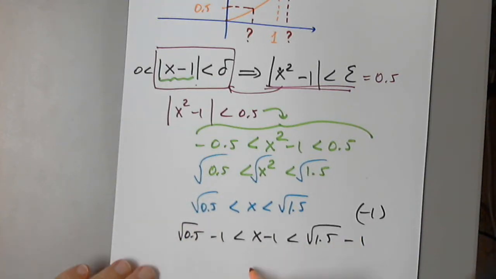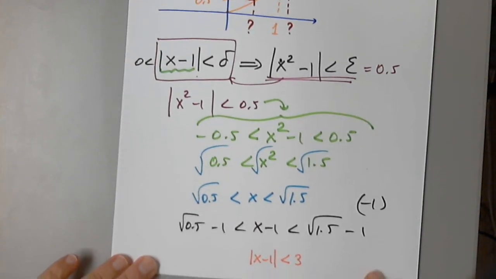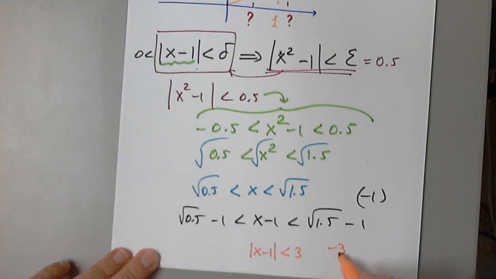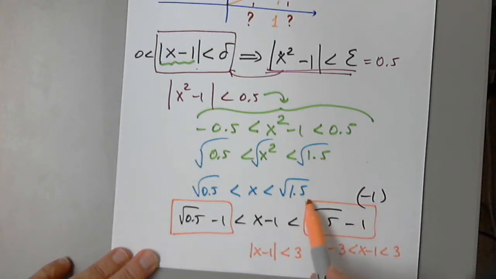If we have the absolute value of x minus 1 less than 3, we will write negative 3 less than x minus 1 less than 3, correct? So now here we have x minus 1 in the middle. And we have two different possibilities.